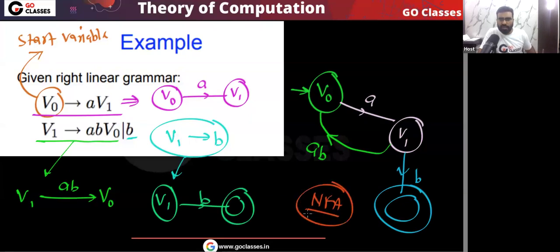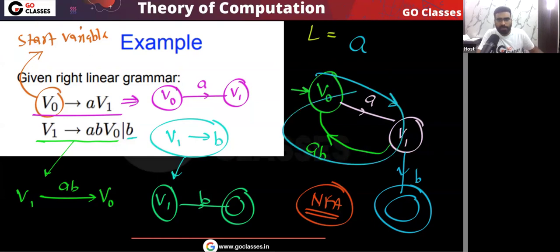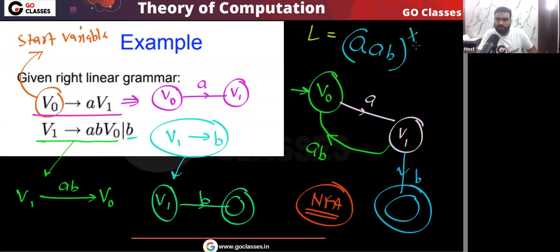Now you can easily find what the language will be. Can anyone tell me what the language is here? From the NFA you can very easily find the language. This is the start state, so this loop will be there, and then at the end you must have ab. Are you getting my point? This loop will be there: a, then ab, a, then ab.